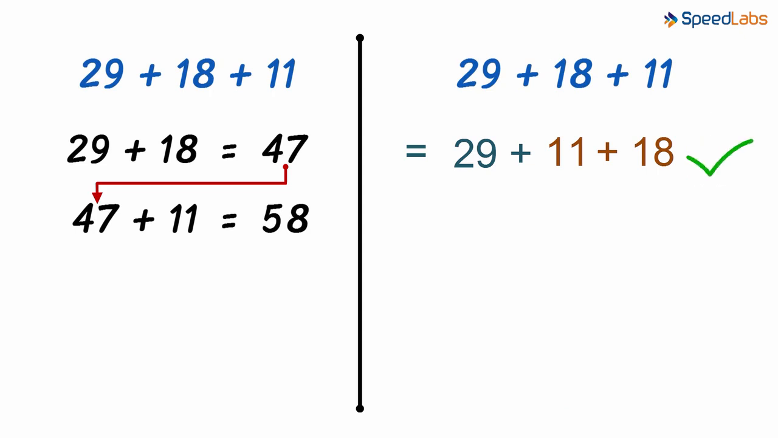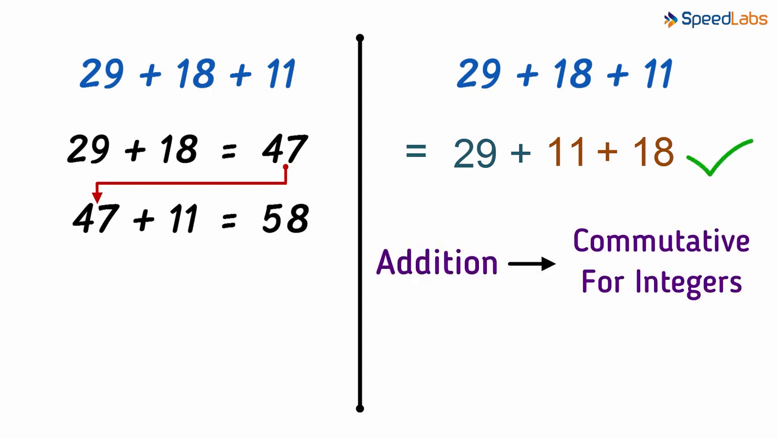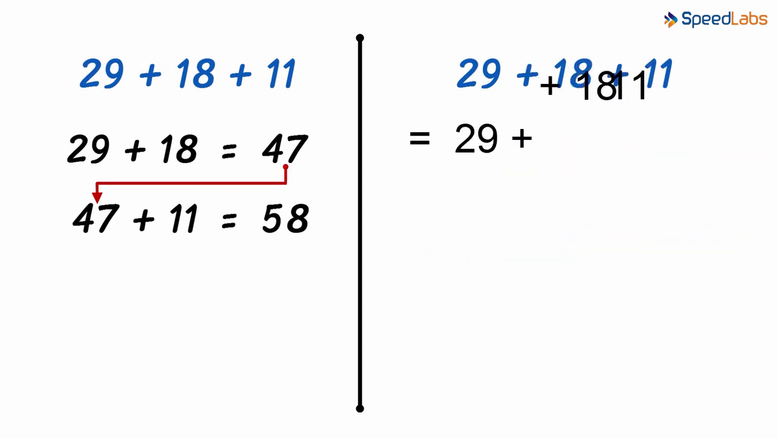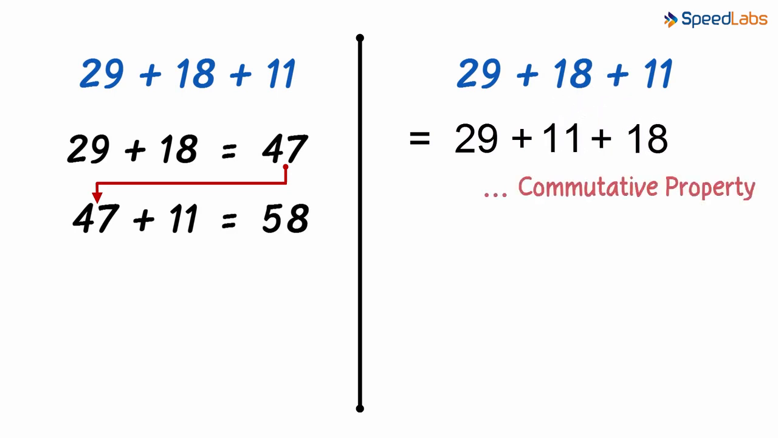Definitely. We know that addition is commutative for integers, and therefore we can add integers in any order. So let's swap the positions of these two integers. As mentioned earlier, we will add these two integers first, and therefore we need to group them together.